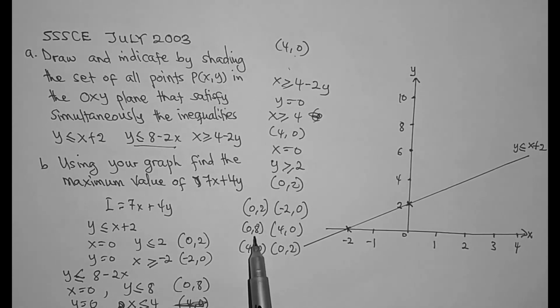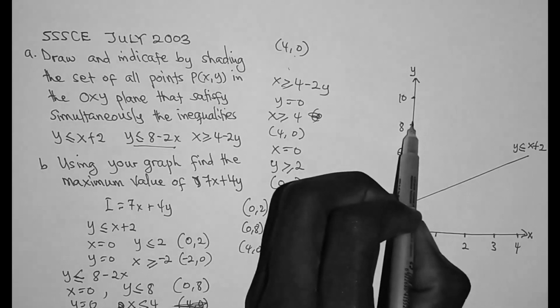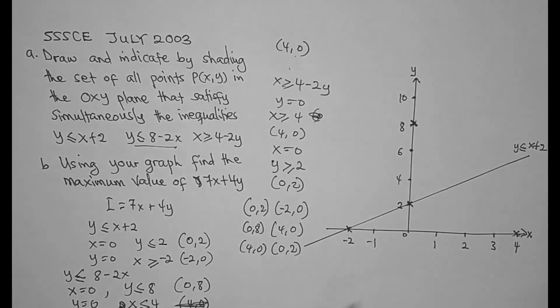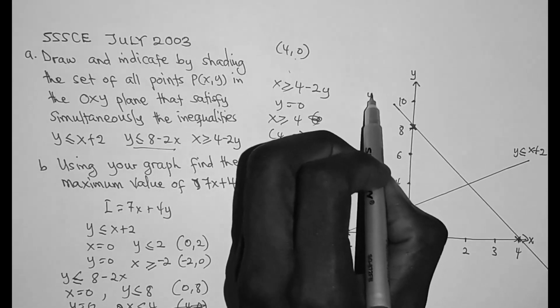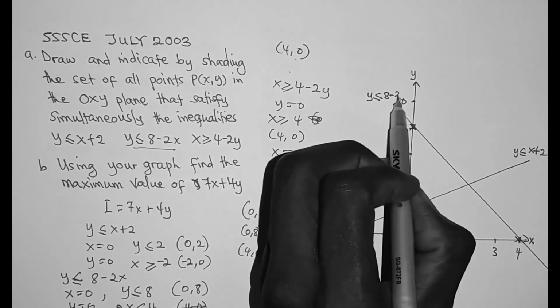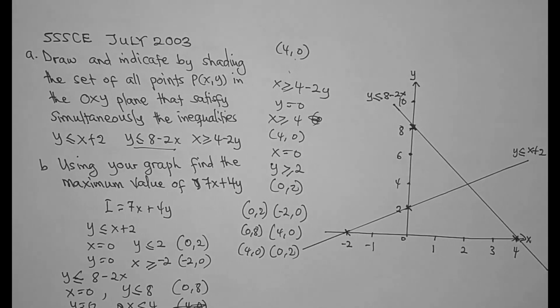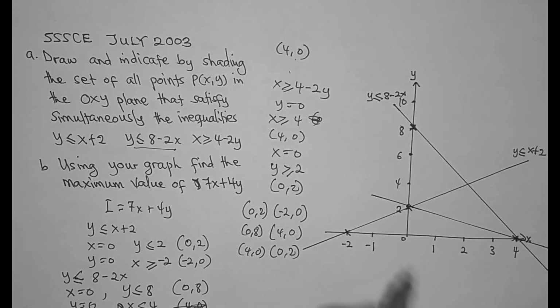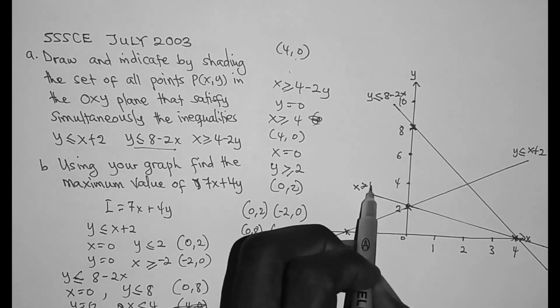Now let's get this one. 0, 8. This is 0, 8. And then 4, 0. 4, 0 is here. So let's join the two points. So this line is y is less than or equal to 8 minus 2x. Let's plot the last one, which is 4, 0 and 0, 2. This is 4, 0, and then 0, 2. So this is the line x is greater or equal to 4 minus 2y.